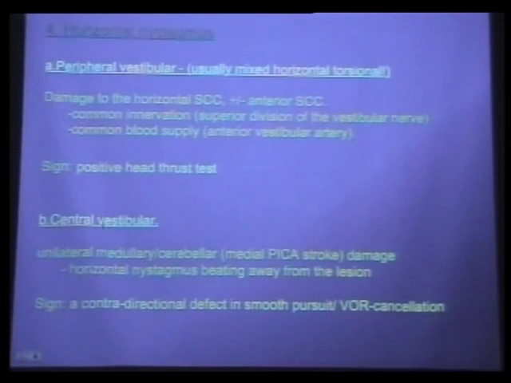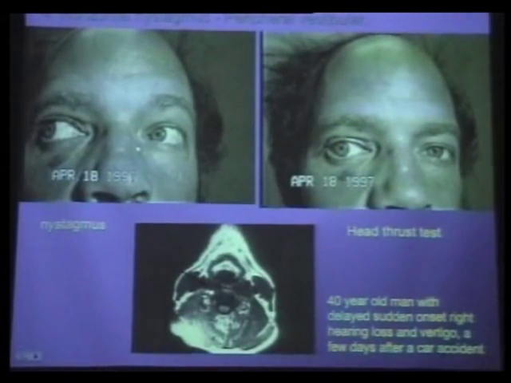Central vestibular can also give you a pure horizontal nystagmus. It's usually from unilateral medullary or cerebellar disease, and the nystagmus beats away from the side of the lesion. Now, these people may not have a positive head thrust test, but more likely have a problem with smooth pursuit or VOR cancellation. Here's an example of a man who had a vertebral dissection.